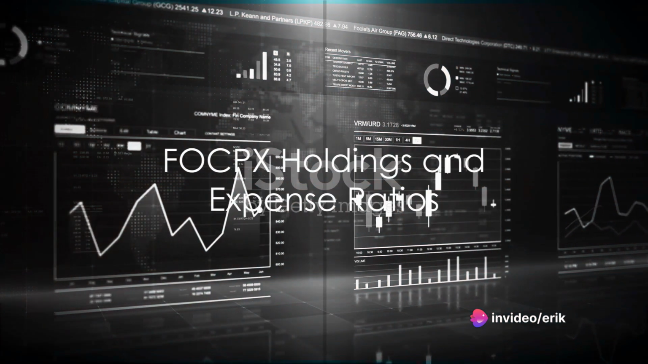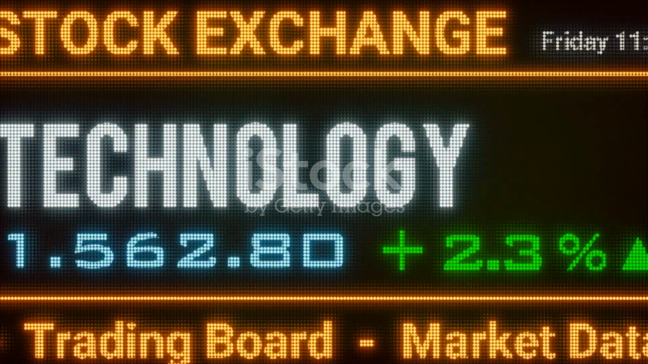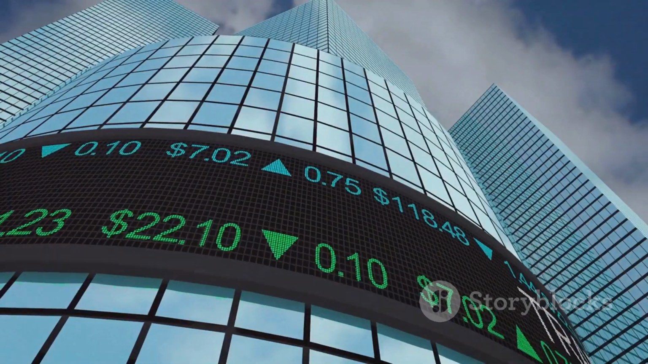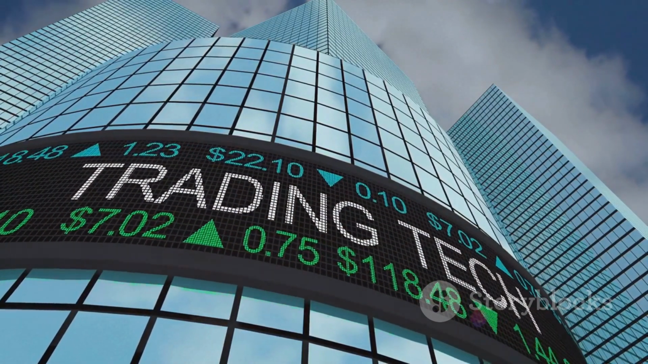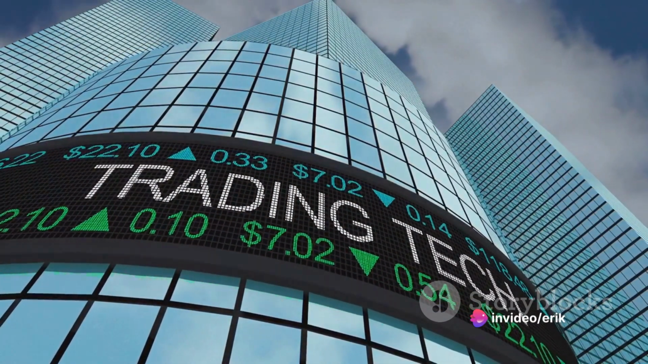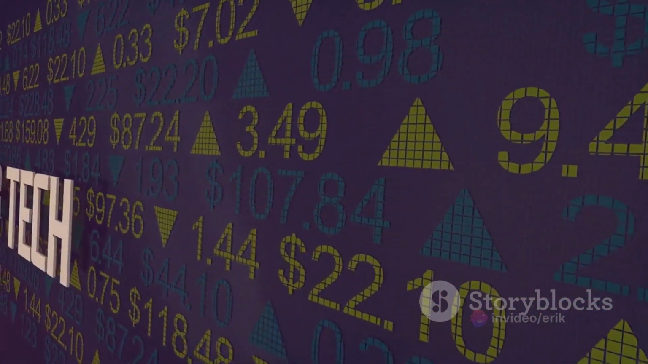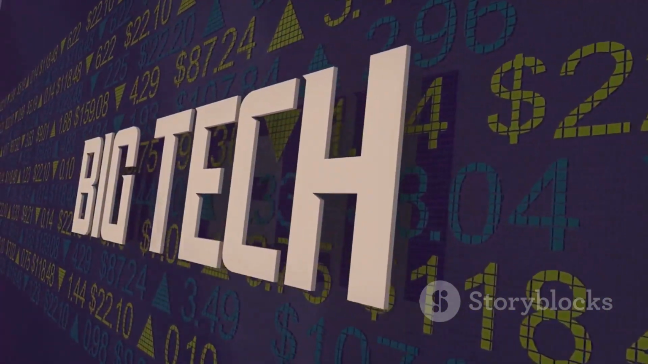Now, let's examine the top 10 holdings of FOCPX and its expense ratios. The majority of FOCPX's assets, almost 60%, are held in just 10 companies. These include tech giants like Microsoft, Apple, and Amazon, each accounting for over 8% of the fund's total assets.